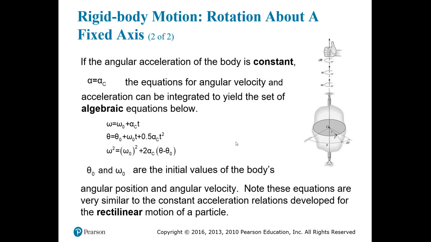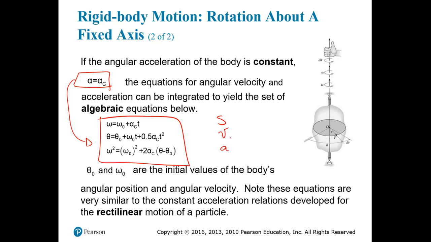If the angular acceleration of the body is constant, the equations of angular velocity and acceleration can be integrated to yield a set of algebraic equations that are just given to you. When you have this particular case, you can directly use these equations to get the answers that you're looking for. This relates exactly the same way with the equations that we already know for position, velocity, and acceleration. When acceleration is constant, we will have something similar to this.